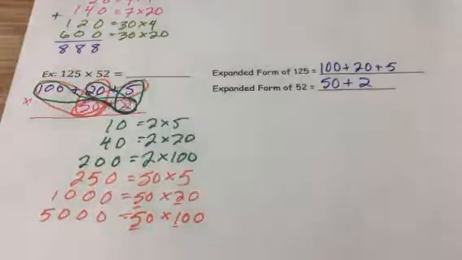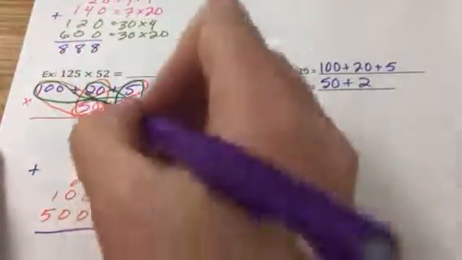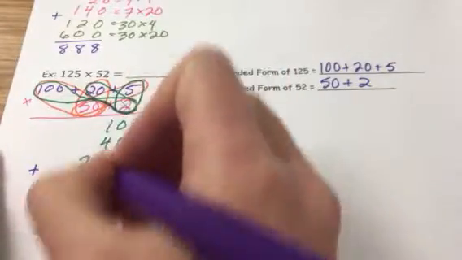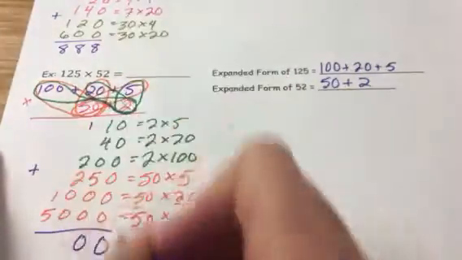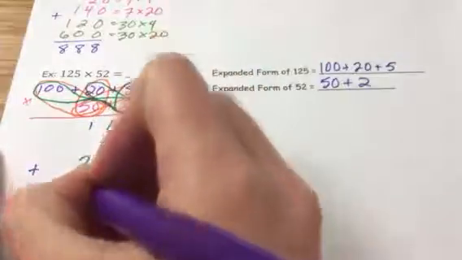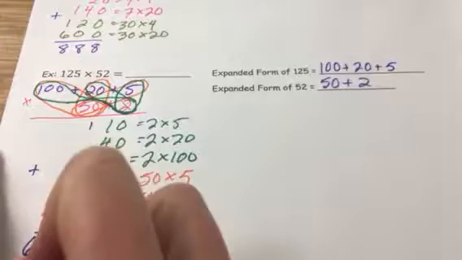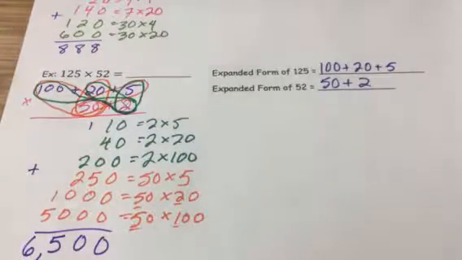And my last step is to add all of those up. 0. 5 plus 4 is 9, plus 1 is 10. I'm going to regroup. 1 plus 2 plus 2 is 5. 5 plus 1 is 6. So your final product would be 6,500.